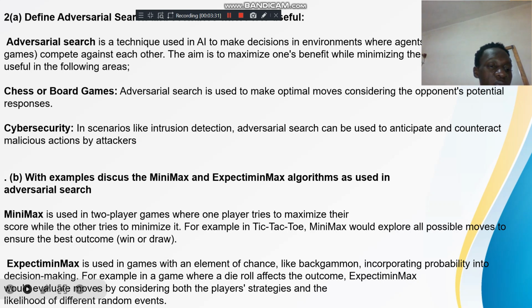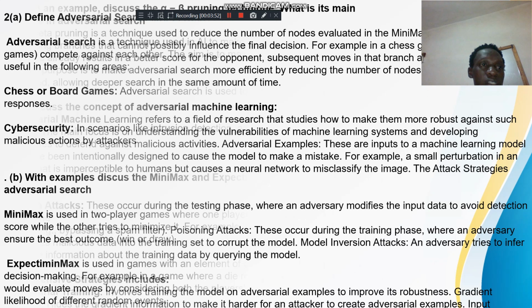Expect min-max is used in games with an element of chance like backgammon, incorporating probability into decision making. For example, in a game where a die roll affects the outcome, expect min-max would evaluate moves by considering both players' strategy and the likelihood of different random events.